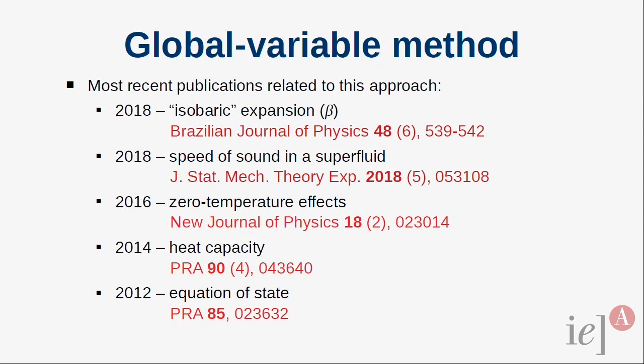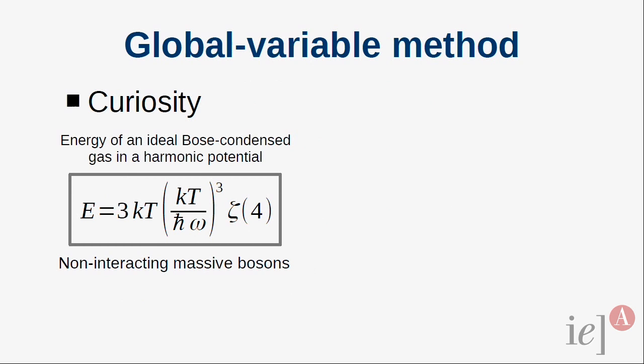And we have also found the speed of sound in a superfluid. The zero temperature effects, I will show you this too. We could find the zero temperature pressure for weakly interacting gas, and also the heat capacity for the system that I will show you today. And of course, we proved this equation of state, and it follows the behavior it should. And an interesting curiosity. So this is the case of internal energy. This is the pressure parameter times the volume parameter, as I just showed you here.